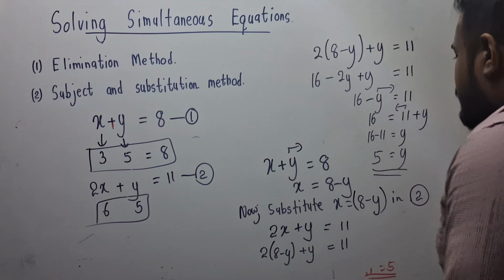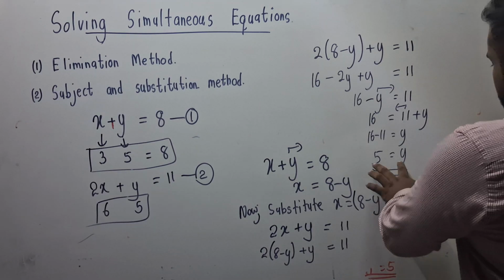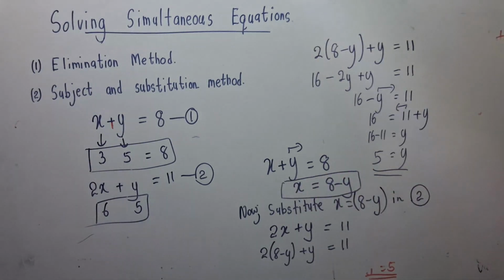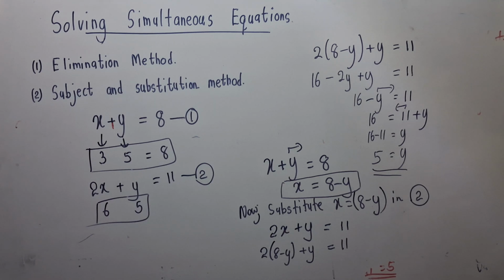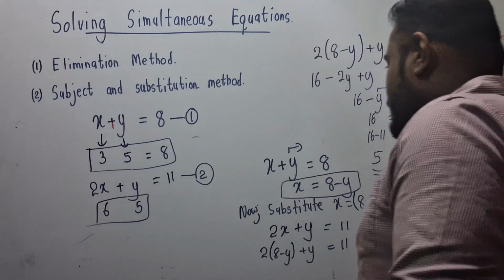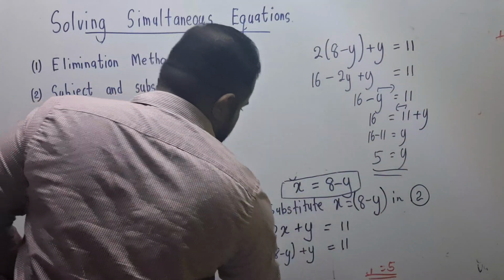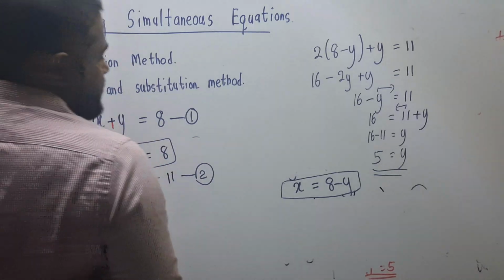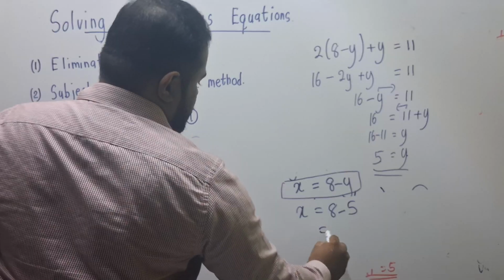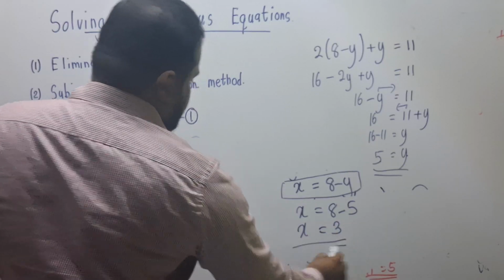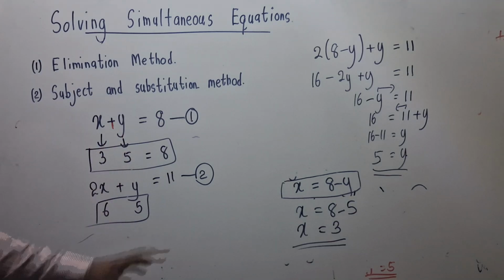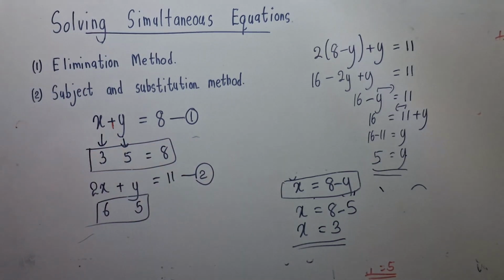Then, can you remember where I subjected the x value? Here. x equals 8 minus y. Now I found y, so I can get the value of x. Then I can write x equals 8 minus y. x equals 8 minus, what's the value of y? 5. x equals 3. As we thought before, we got the answers for x and y. Okay, that is the substitution method.